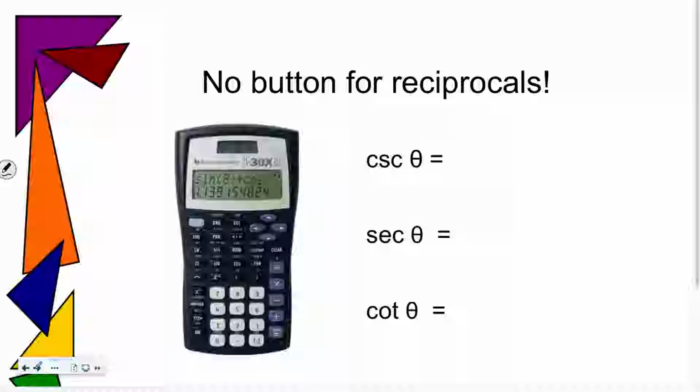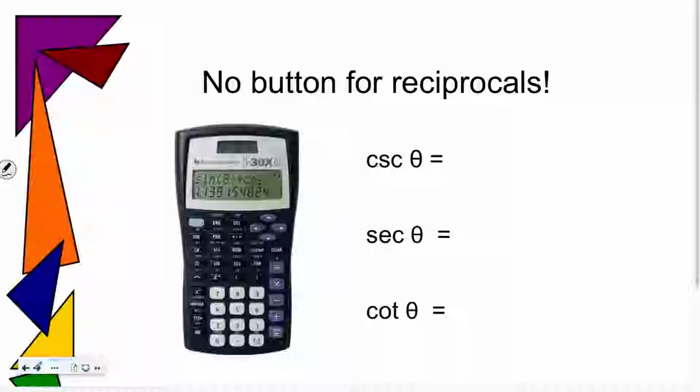Now I'm going to talk about reciprocals. Okay, so if you look at your calculator, you have buttons for sine, cosine, tangent, but there are no buttons for cosecant, secant, and cotangent.